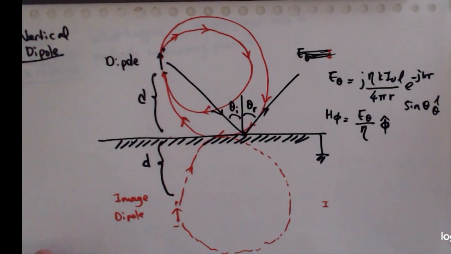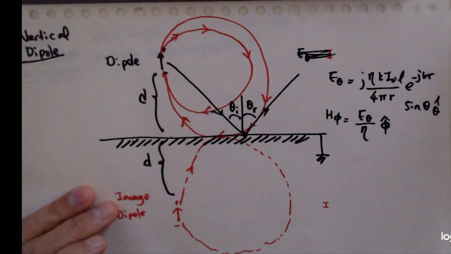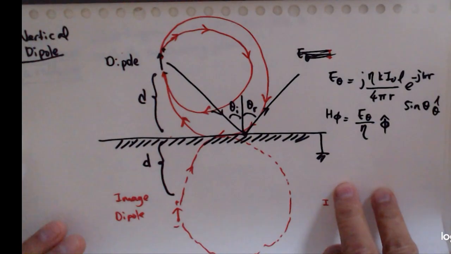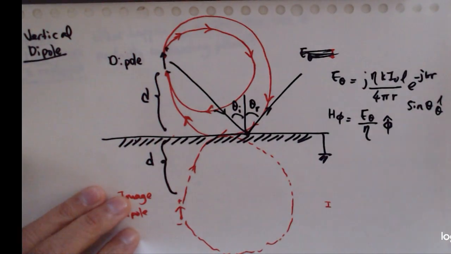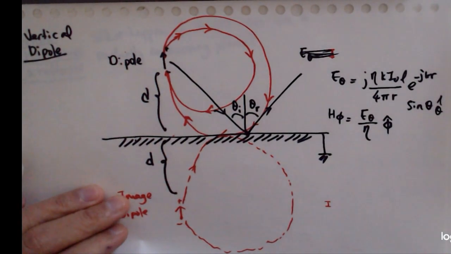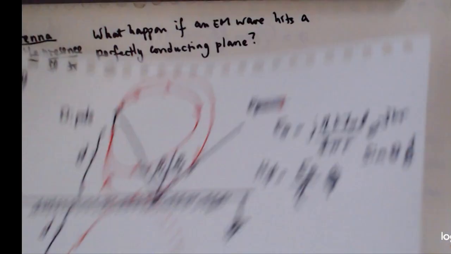Okay, so this is the situation in vertical dipole. But what happens if the dipole is horizontal? That is tricky, but it's not that tricky. We have to remember the last point in our previous discussion. The tangential electric field is always zero. Okay, so now I'm going to draw your attention to another arrangement, the horizontal dipole.